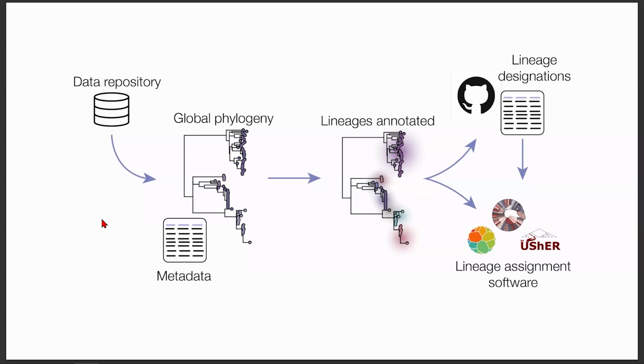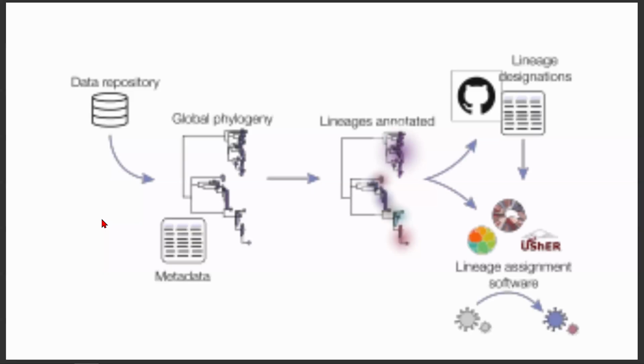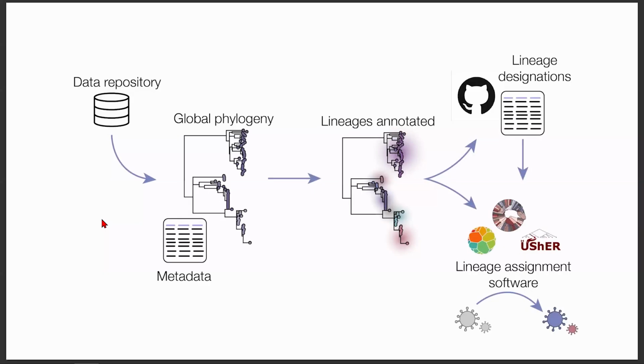And the sort of flow of data in lineage designation is really quite straightforward, and looks similar enough to the workflow I showed at the beginning. We get some data, we build a tree, and we manually annotate lineages onto that tree and curate them. That information then gets pushed to GitHub, where it's open for everyone to see. And that information then goes to inform lineage assignment software. And then when people have new sequences, they can query that lineage assignment software and get useful information, and hopefully bypass the difficult steps in between.